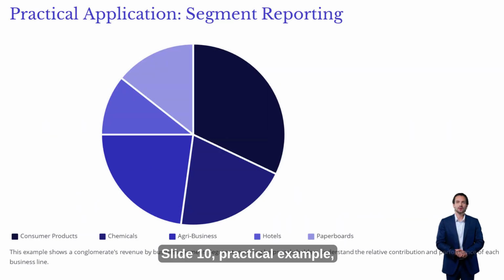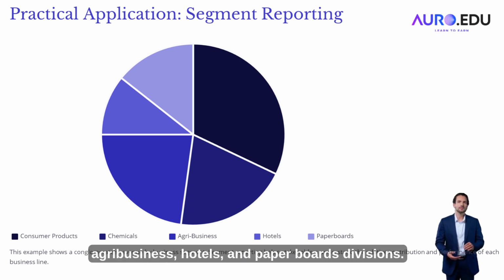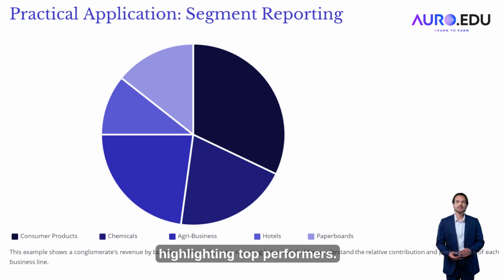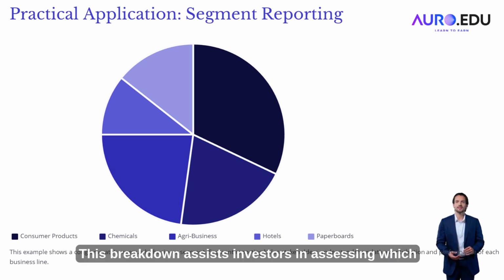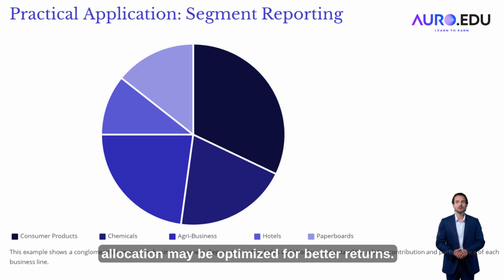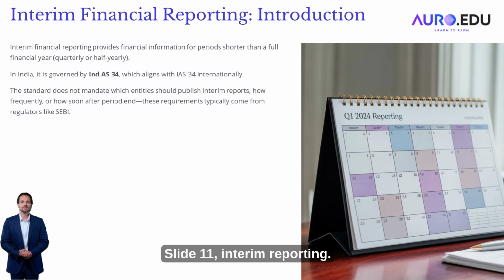Slide 10. Practical example. Conglomerate segments. Consider a conglomerate with consumer products, chemicals, agribusiness, hotels, and paperboards divisions. Segment reporting presents revenue and profit by division, highlighting top performers. This breakdown assists investors in assessing which business lines drive growth and where resource allocation may be optimized for better returns.